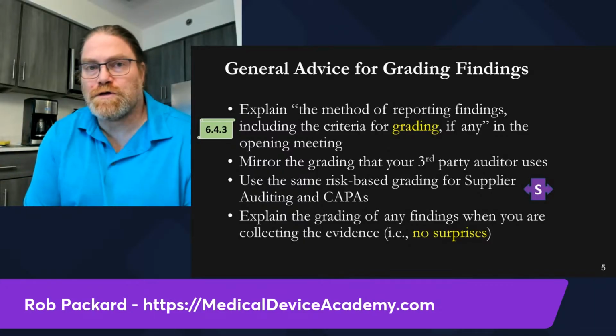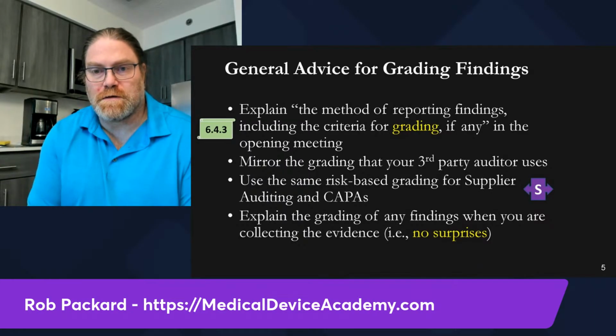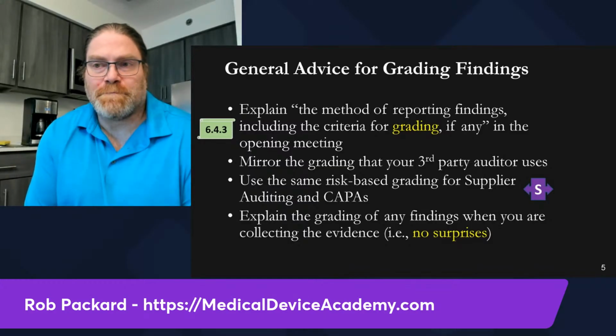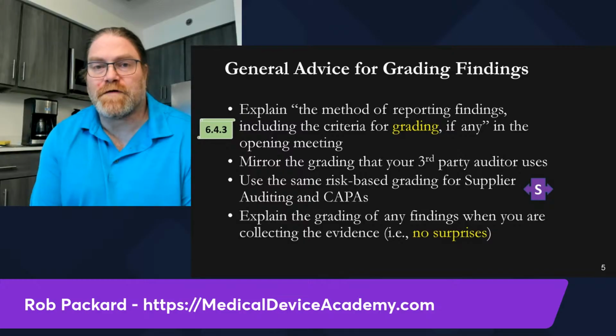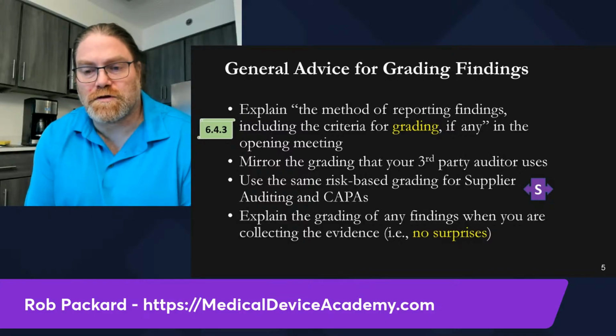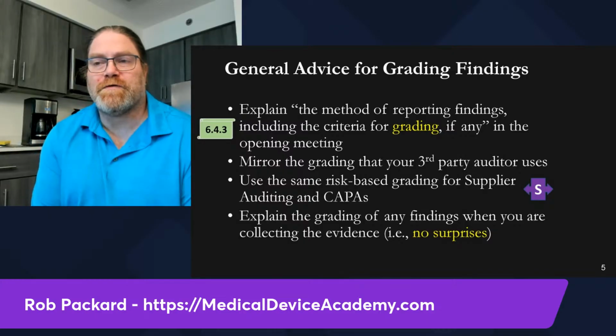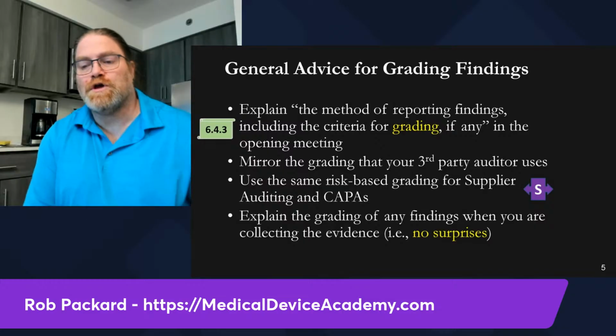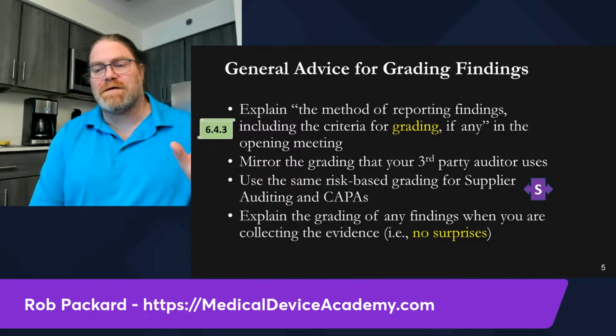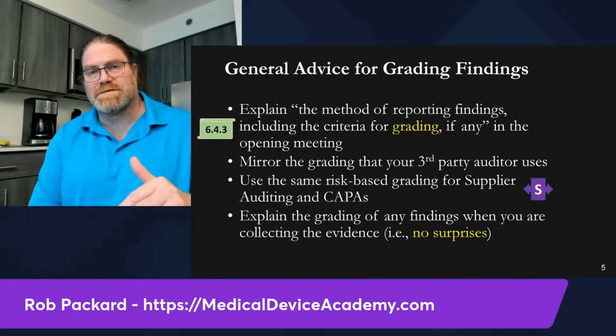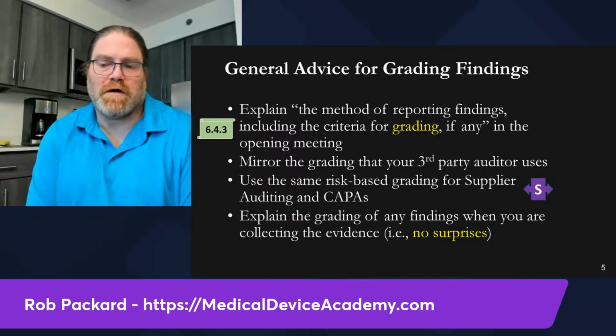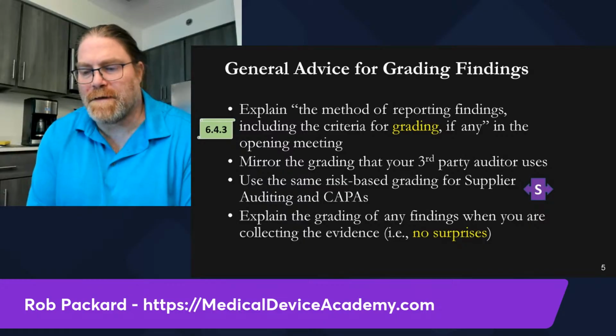There's a requirement to use a risk-based approach to processes in 13485. So here's a simple approach: 1, 2, 3, 4, 5 grading of findings based on the clause that's impacted and whether there's an escalation rule applying. You could use that exact same escalation process as a risk-based approach to supplier auditing and CAPAs as well as your internal auditing. So I highly recommend that.